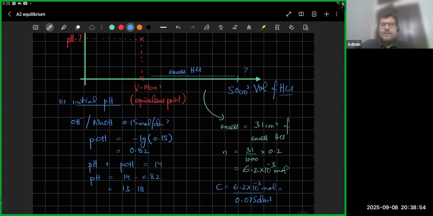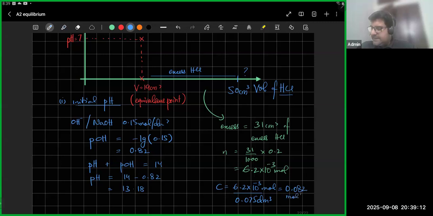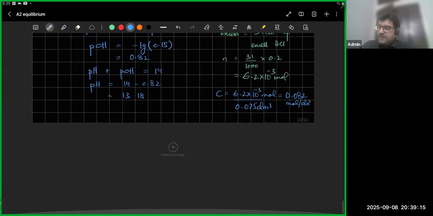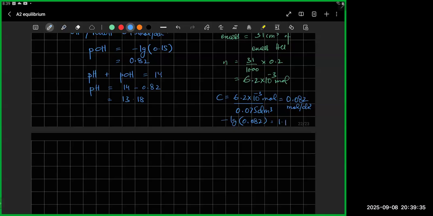What's the concentration of this HCl? 0.082 mole per dm cube. And since HCl is a strong acid, the H plus will also have the same concentration, so you can calculate the pH then for this. Take the negative log of it. So what is the pH that we are getting? It's coming out to be 1.1.